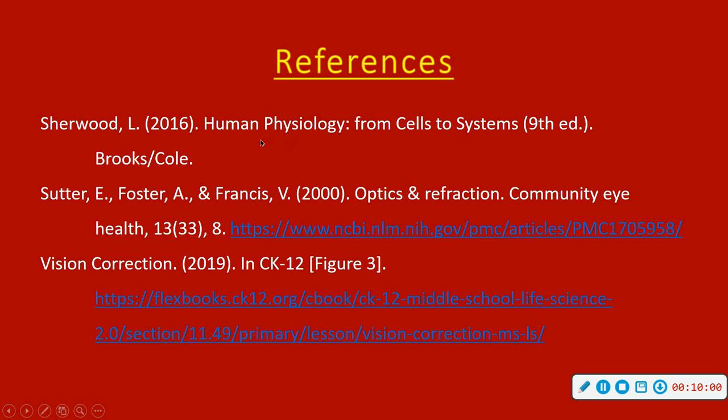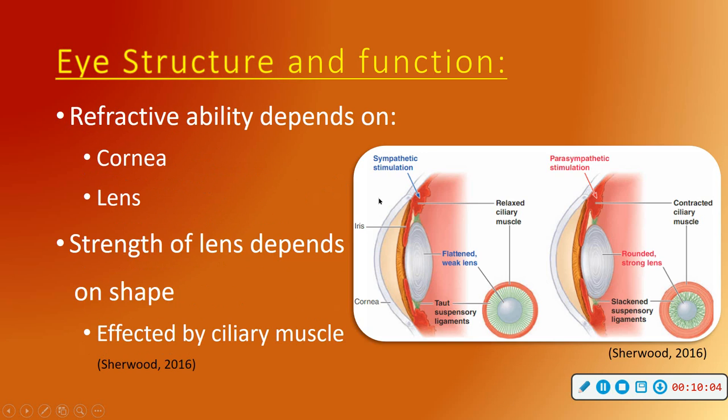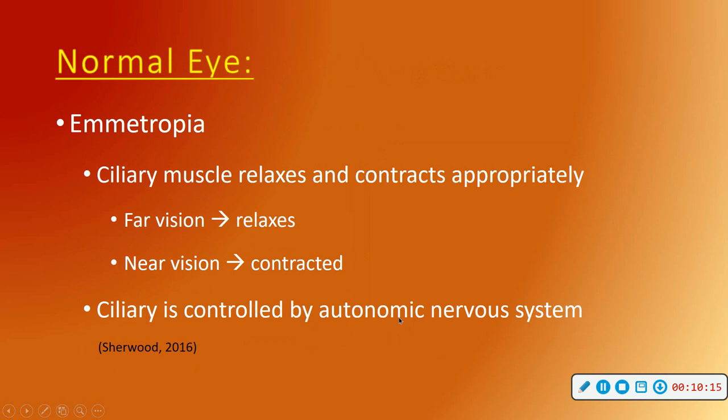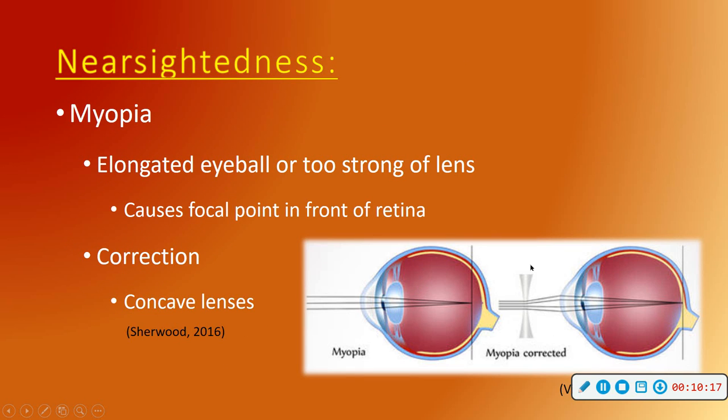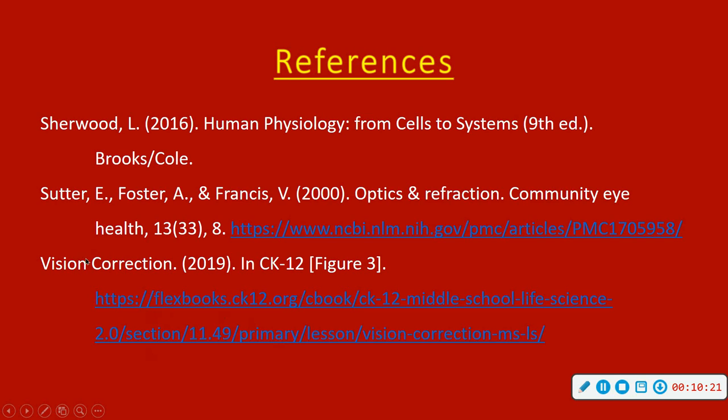So here are my references. I used our book, with the image of the eyeball where it showed the ciliary muscle, and it talked about the shape of the eye, the muscle, the ligaments. This image I got from our textbook, and these were from a vision correction page on a CK-12 Education website, where it was talking about the shape of the eye and the different types of eyes.